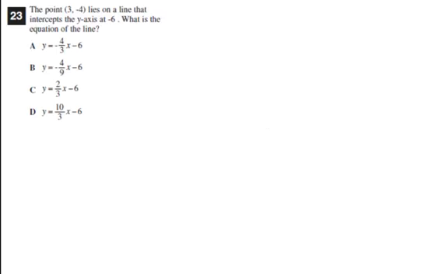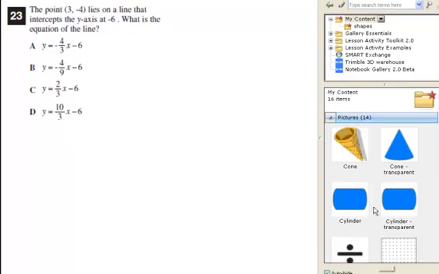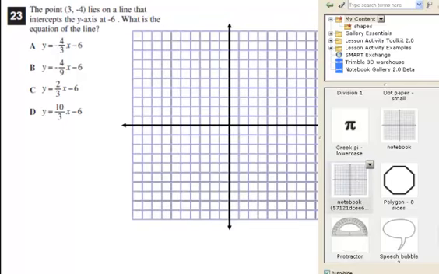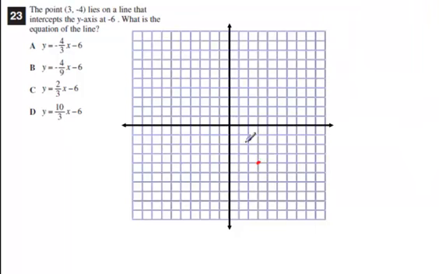Number 23. The point (3, -4) lies on a line that intercepts the y-axis at -6. What is the equation of the line? Let's go ahead and make a graph of that. The point (3, -4) is over 3, down 4, right there. The line intercepts the y-axis at -6, so we know that's the y-intercept. We also know this other point, so obviously the line goes through both of them like that.